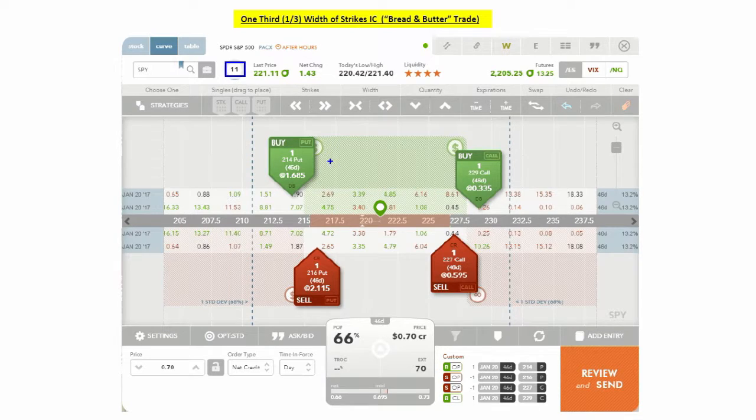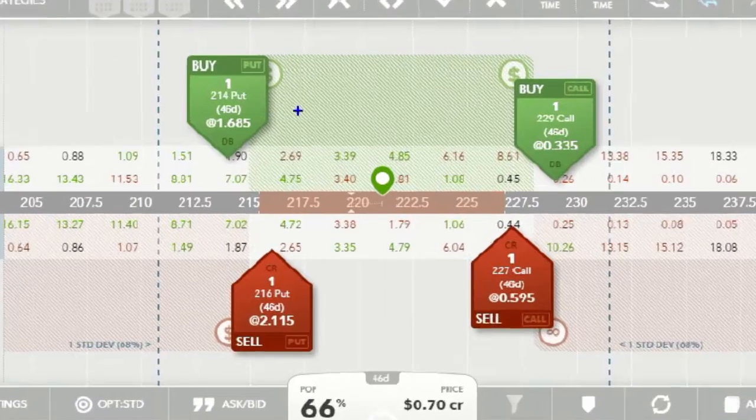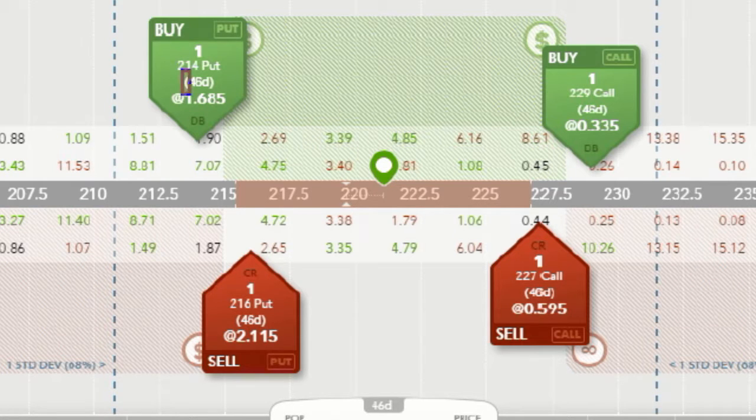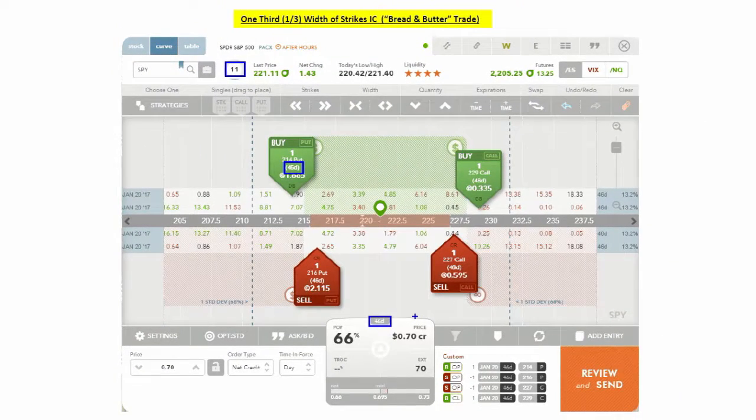The next rule was as close to 45 days expiration as possible. And you see here, it shows you it's 46 days to expiration. So, fits our rules. We've got volatility. Obviously, it's not above 50, but that's just a preference. And it's as close to 45 days as possible. It's 46. Great. So we passed our first sets of rules.